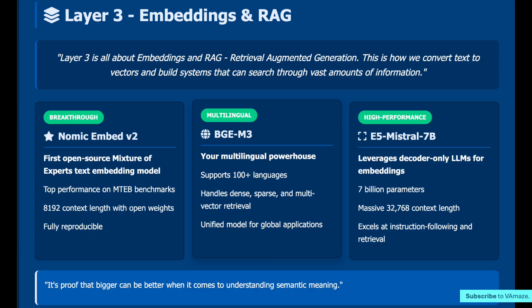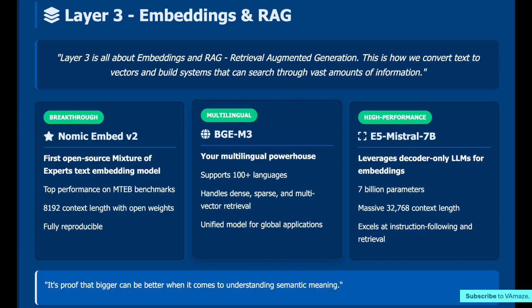BGE Model 3 is your multilingual powerhouse. It supports over 100 languages and handles dense, sparse, and multi-vector retrieval all in one unified model. If you're building global applications, this is essential.